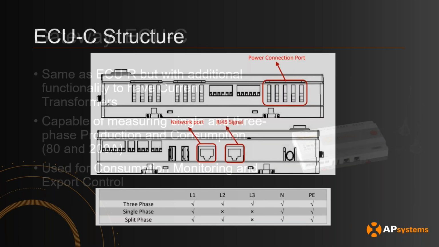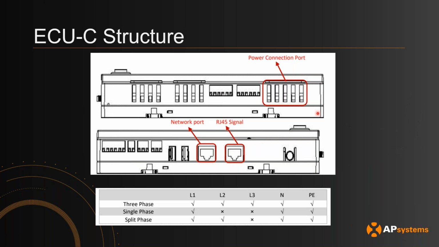And then from a wiring perspective, the important thing is that you power the system directly through the wires in here. The main thing is that if it's three phase, make sure that you plug in L1, L2, L3, neutral and ground. If it's single phase, you just have L1, neutral and ground. If it's split phase, you want to have L1, L2, neutral and ground connected.